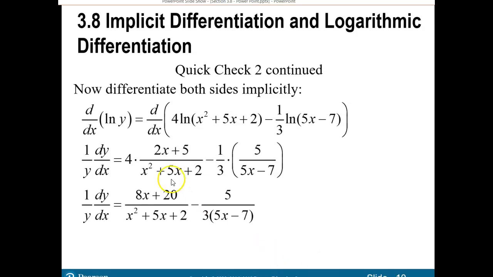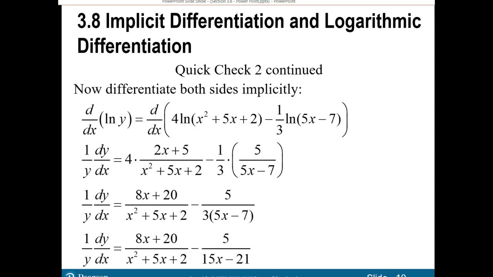So next we're cleaning up the right, so 4 distributed through here is 8x plus 20, keeping that on the bottom. Over here, that's 5 on top, and then 3 times 5x minus 7 on the bottom. And you can keep that in parentheses with the 3 outside, or if you distributed the 3 through there, it probably would be fine. All right, so lastly, then we got to multiply both sides by y. Actually, they did go ahead and distribute the 3 here.